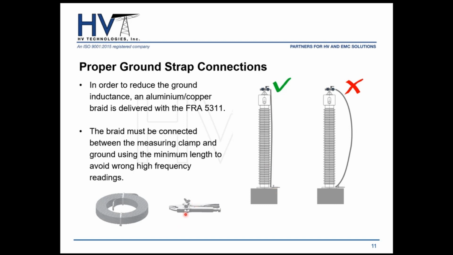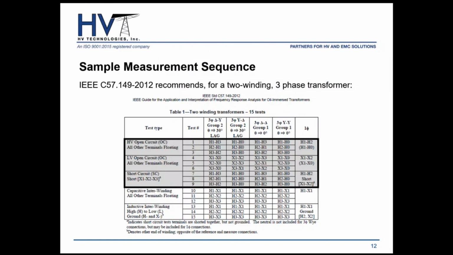and then using this vice grip type clamp, you connect your other end of the ground strap and make sure you bolt on a nice clean connection on your bushing base. Again, four simple steps for connection, and then you can go ahead and start your measurements.